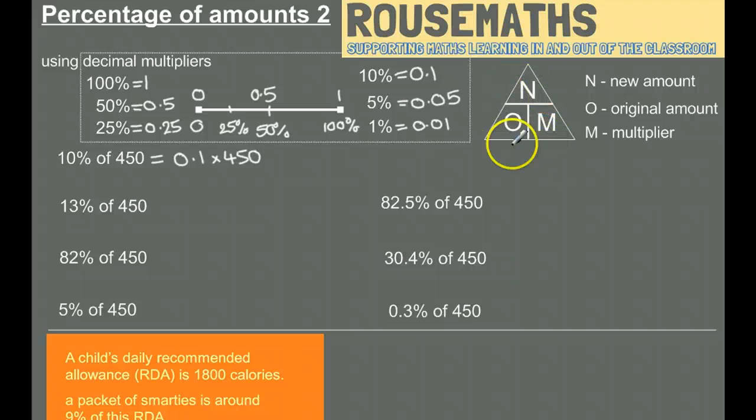This is a little triangle that you might be familiar with from science for voltage, current and resistance, or maybe for speed, distance, time. And what you do is, if you want to find one of these, you cover it up and it tells you how to work out the other one. So we're trying to, in each of these cases, find the new amount. So what we have to do is do the original amount multiplied by the multiplier. And this might be a useful tool to use in a number of percentage questions. So we've done our original amount multiplied by the multiplier, and we get 45. So a quick way to find a percentage.